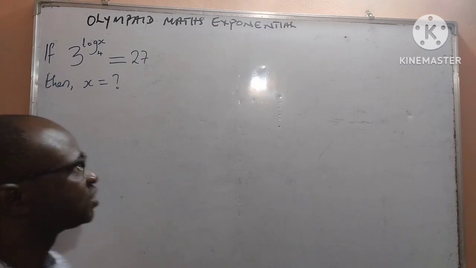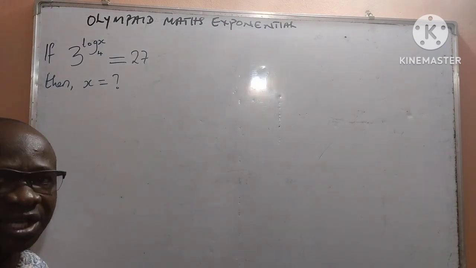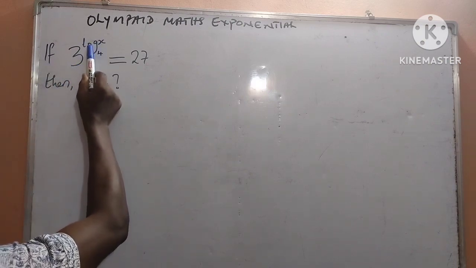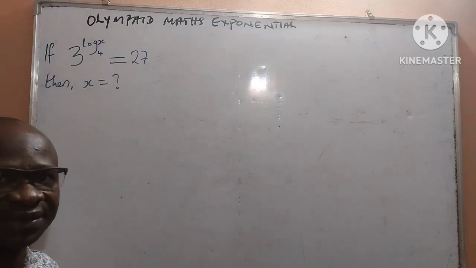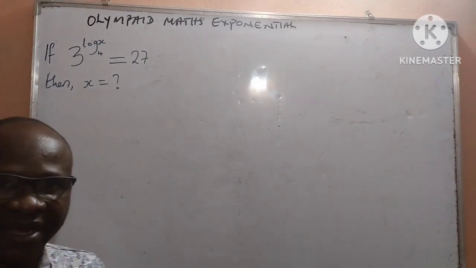In today's math class, we shall be taking the Olympiad maths exponential question, where we are given that if 3 raised to log x base 4 is equal to 27, then we are expected to find the value of x.